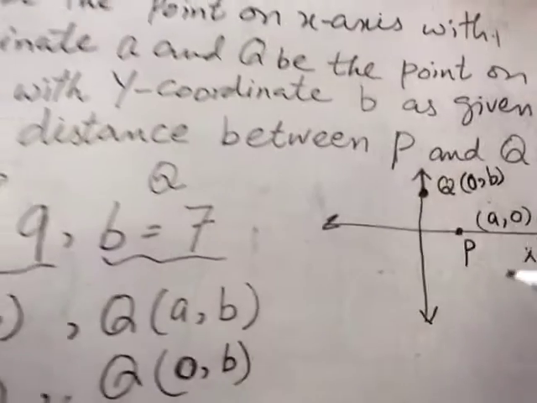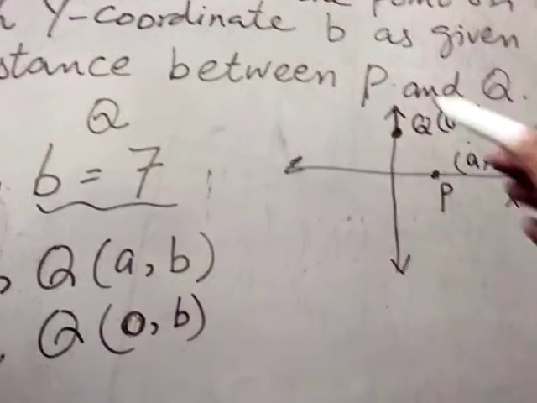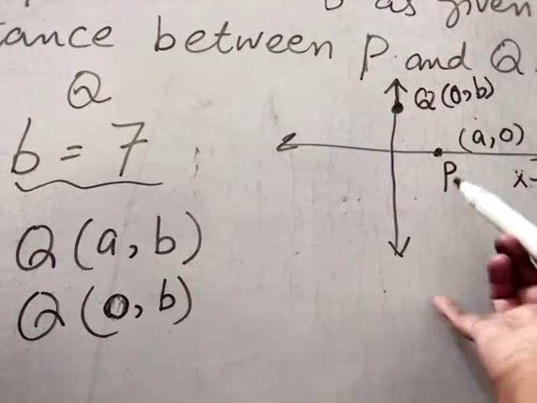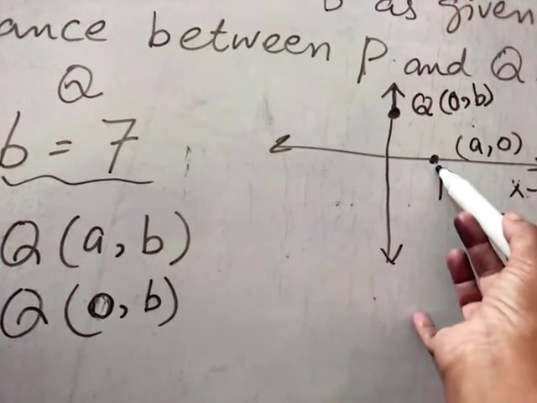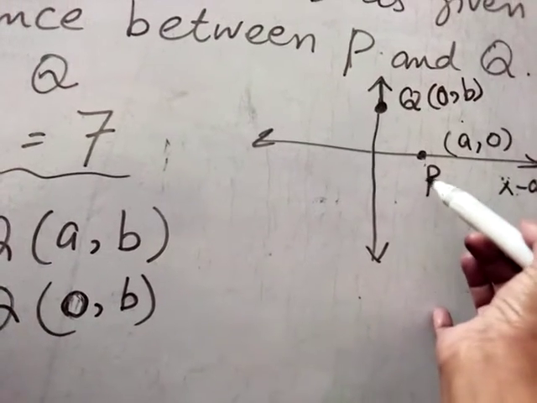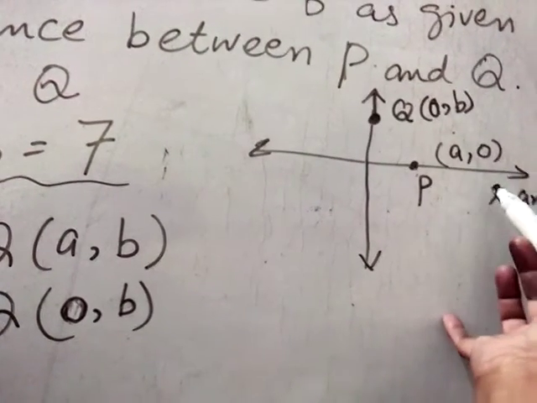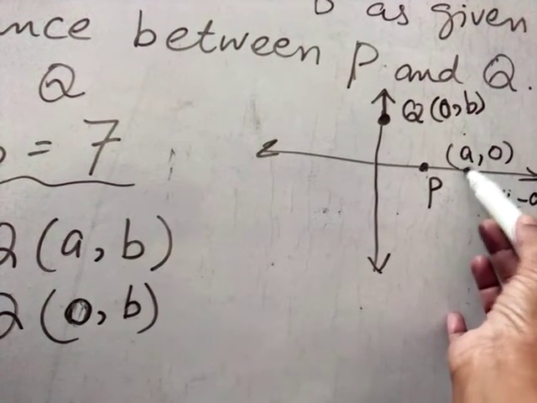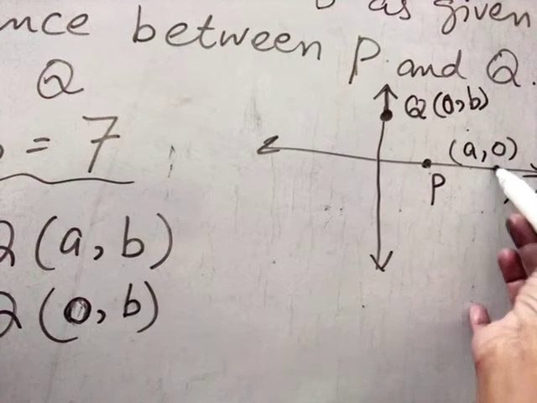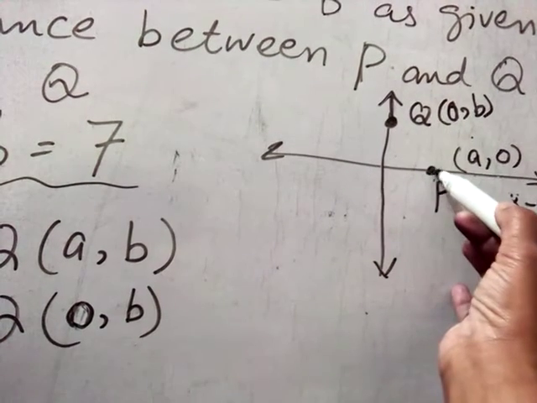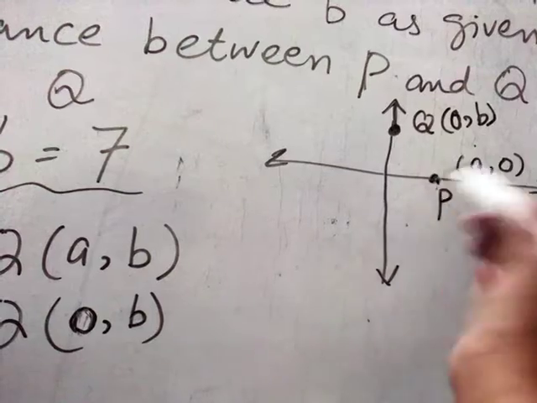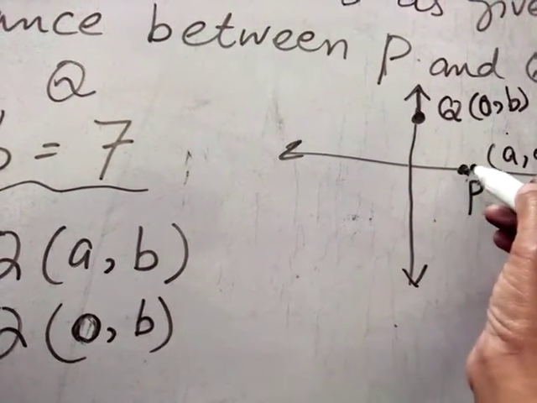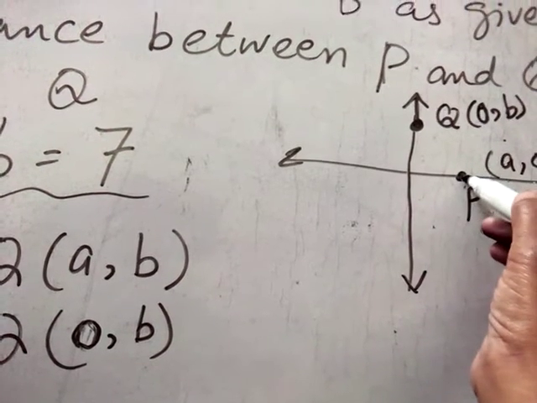Look at this Cartesian plane. It has an x-axis and a y-axis. According to the question, this is point P on the x-axis. As you know, a point has two coordinates, x and y. The x coordinate is a, and the y coordinate is 0, because this point is on the x-axis. If a point lies on the x-axis, its y coordinate is 0.